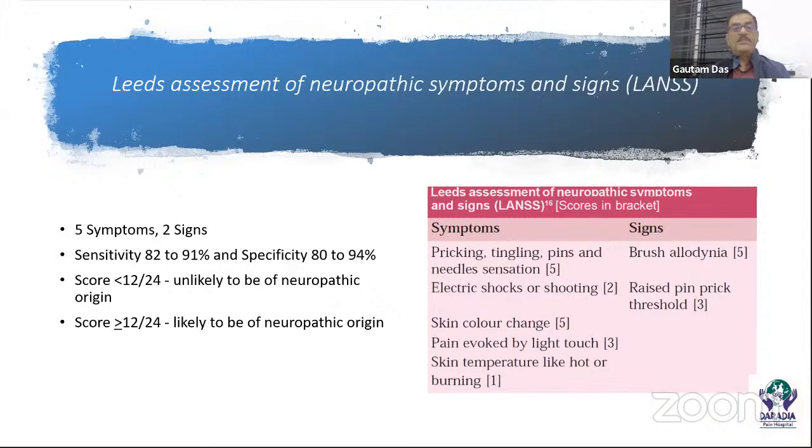So this is your LANSS, the Leeds Assessment of Neuropathic Symptoms and Signs. And again, here you see there are 5 symptoms. So this is the list of symptoms.